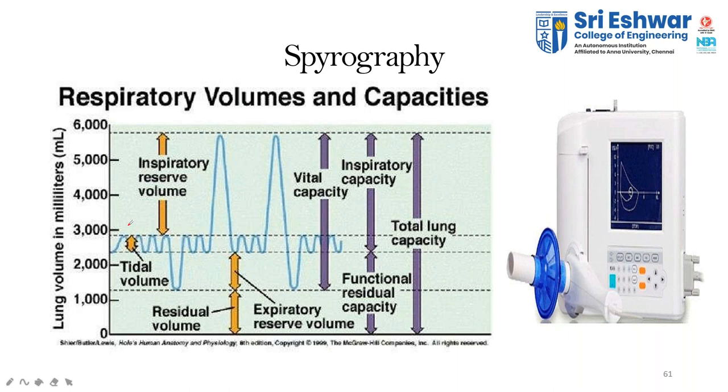This is tidal volume, between 2000 to 3000 milliliters. This is tidal volume, and here we have inspiratory reserve volume. From 3000 to 6000 is called inspiratory reserve volume, and between 0 to 1000 we have residual volume. Residual volume is the amount of gas that always remains in our lungs. That many milliliters remain in our body, and that is called residual. The range from 1000 to 2000 is called expiratory reserve volume.